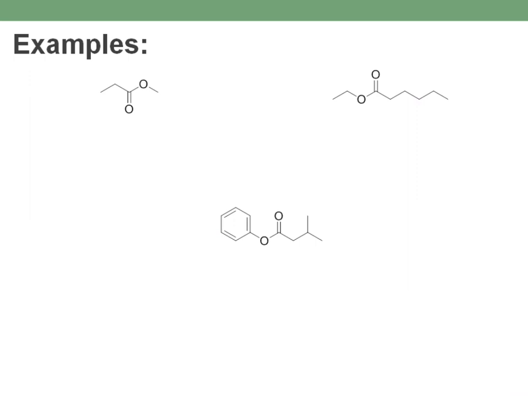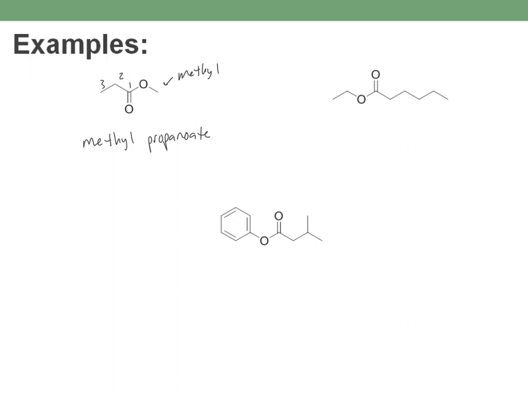Let's look at some more examples. A relatively simple one here. Here it looks like I have a methyl group hanging off and 1, 2, 3 carbons. So this would be a methyl propanoate, because this is carbons 1, 2, and 3. And I've got the methyl group coming off, so methyl propanoate.